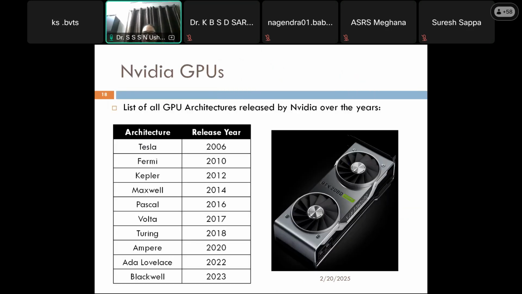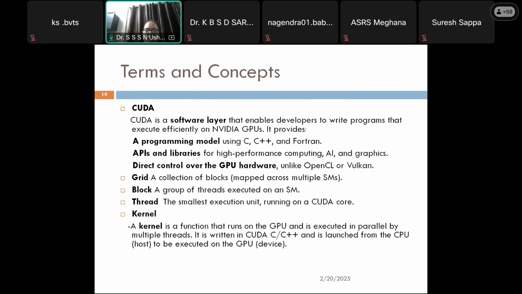So these are all the architectures that were released by NVIDIA over the years. Tesla, I think you are aware of this. Just observe this word Tesla. Later we are going to see this one. So from 2006 to 2023, these are the various models released by NVIDIA. Now let us come to the CUDA concepts.